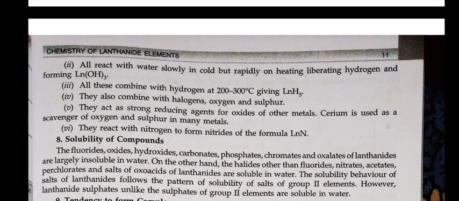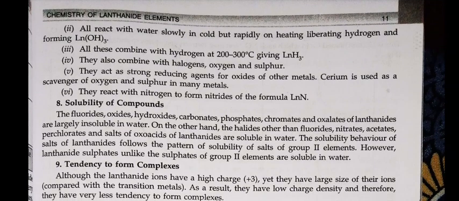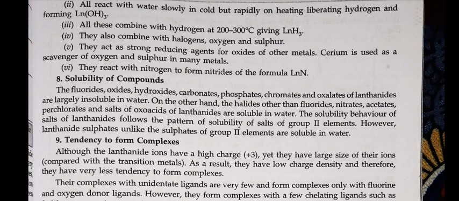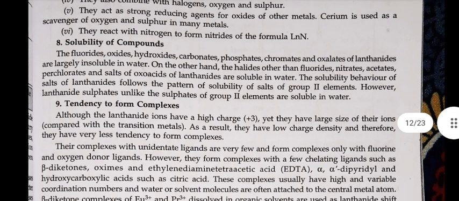Second, all react with water slowly in cold but rapidly on heating, liberating hydrogen and forming Ln(OH)3. Third, all these combine with hydrogen at 200 to 300 degrees Celsius, giving LnH3. Fourth, they also combine with halogens, oxygen, and sulfur. Fifth, they act as strong reducing agents for oxides of other metals. Cerium is used as a scavenger of oxygen and sulfur in many metals. They react with nitrogen to form nitrides of the formula LnN.